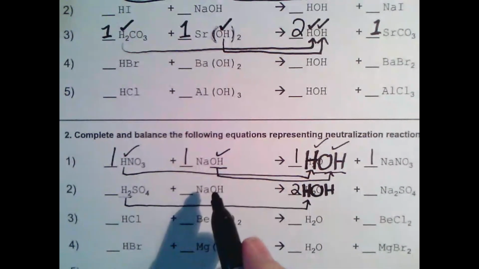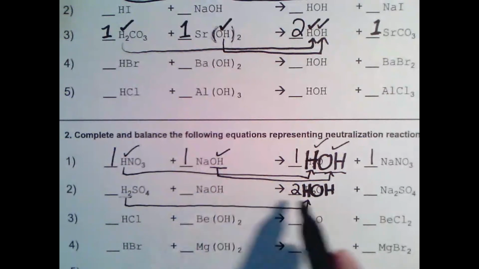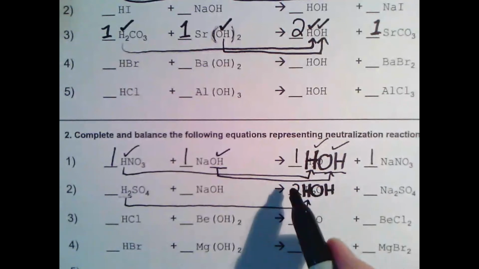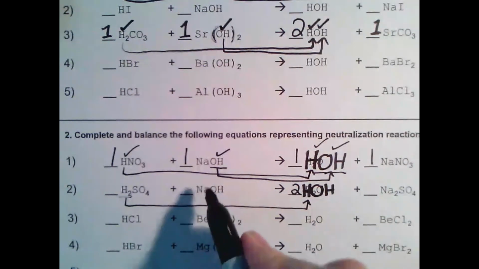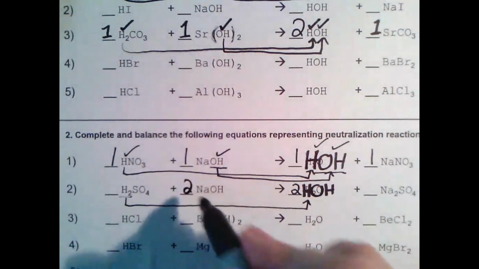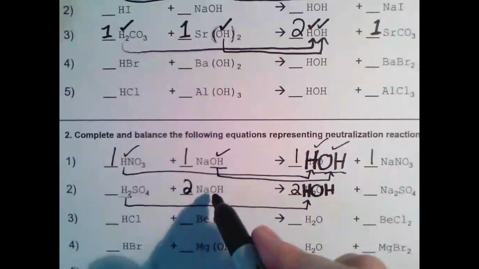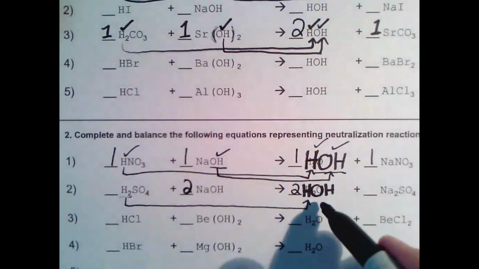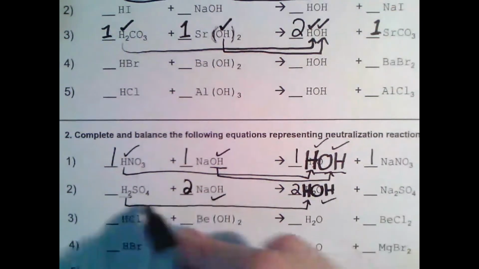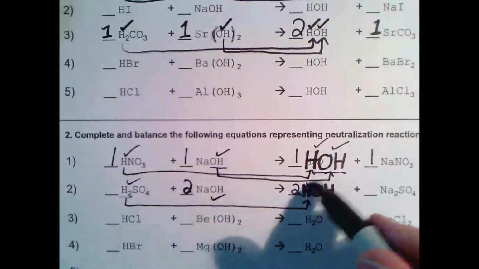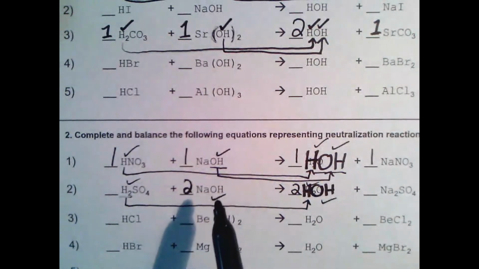Next, we look here, OH. Here it says OH, but we have two of them. We have twice as many OHs. So I say, okay, well, I'm going to need two of these. I'm going to need two OHs. So now we have an example where OHs match, our hydrogens match. So we're doing okay. We just have to make sure everything else matches.